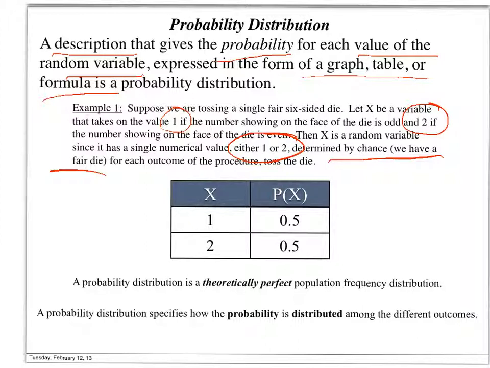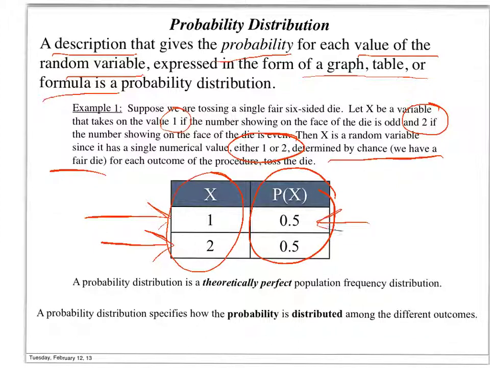So here's how the probability distribution of the random variable appears in a table. The first column gives us the possible values of the random variable, and in this situation the possible values are either 1 or 2. The second column gives us the probability that X will be either of those 2 values, and so we see that the probability that X is equal to 1 is 0.5 because exactly 1/2 of the numbers on the die are odd.